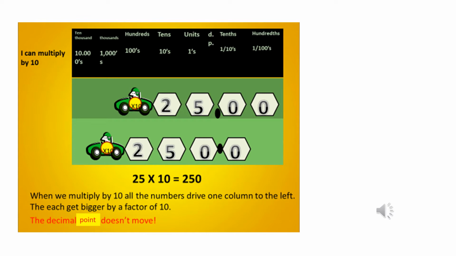So start with the 2, move it one place value column to the left, so from the tens into the hundreds. You then move the 5 from the ones into the tens. And then you need to check your placeholders. So we know that if we've got digits in the hundreds and the tens columns, that we need something in the ones column before the decimal point. So we would put a 0. Remember, the decimal place doesn't move.